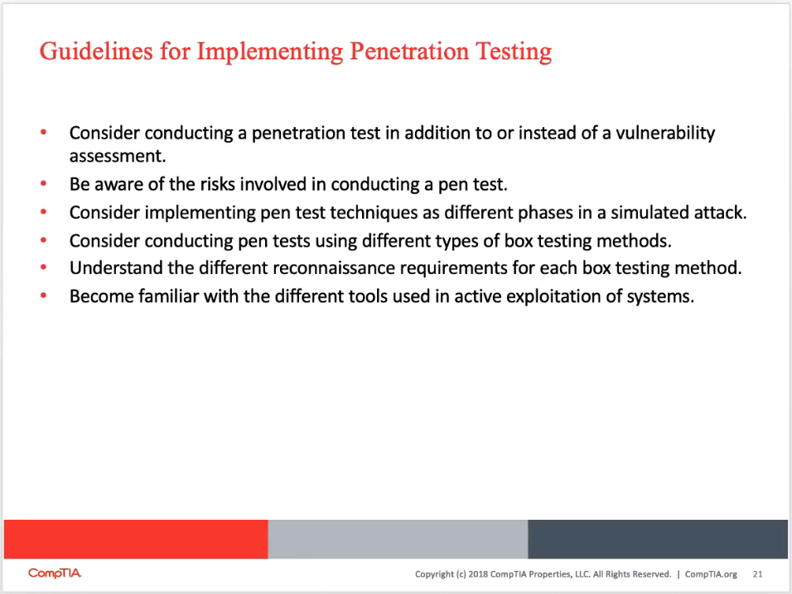So, guidelines when it comes to implementing penetration testing: we want to consider conducting a penetration test in addition to or instead of a vulnerability assessment, just to get a clear view of what people are able to do to our system, right? The computer is only going to do what it's told to do, whereas a human is going to try different things based on maybe experiences or hunches, etc. So it may figure out something that the computer doesn't, because computers only do exactly what we tell them to do. If we're telling it to just scan, that's all it's going to do.